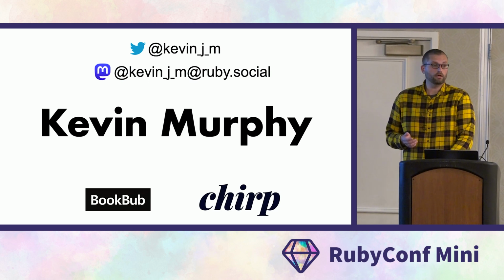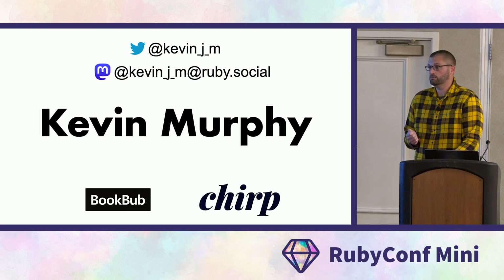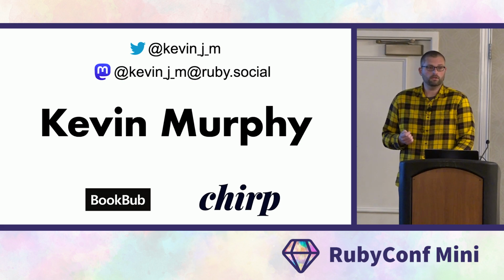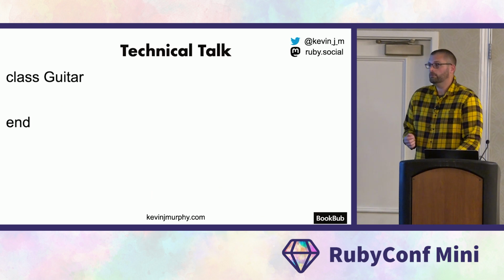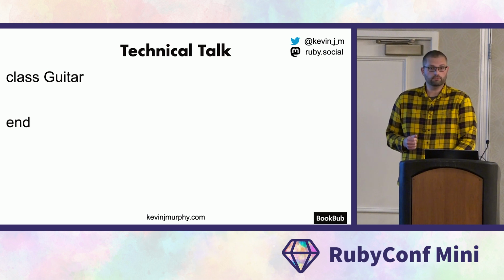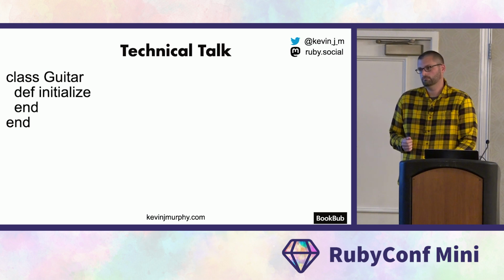My name is Kevin Murphy. I work at a company called Pubmark, and we make tools to help you find ebook deals, and also we have an audiobook marketplace. And today we're going to be working to teach our computer how to play the guitar just like Stevie does, because I can't play the guitar like Stevie does. So let's get started.